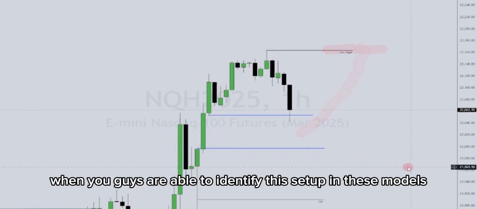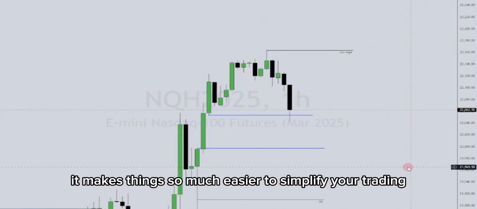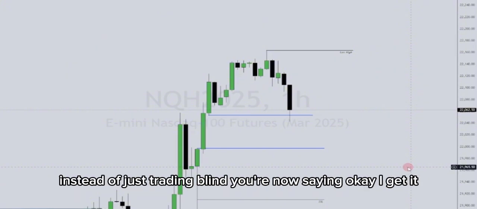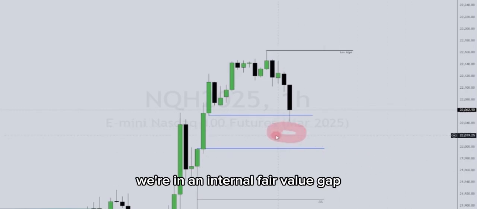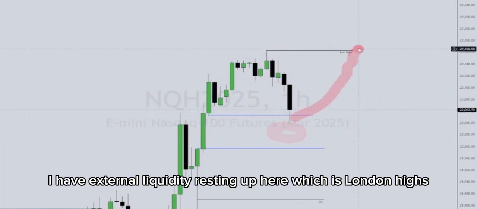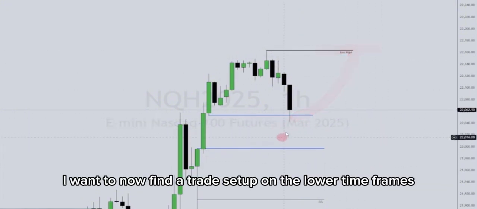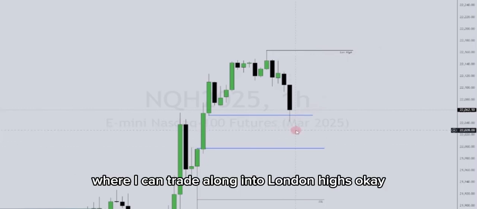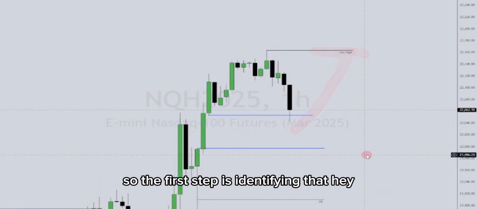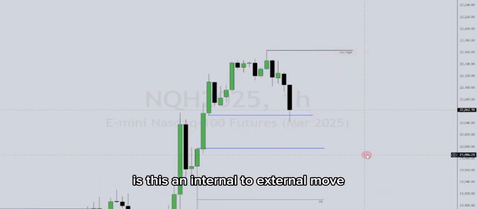When you guys are able to identify this setup and these models, it makes things so much easier to simplify your trading. Instead of just trading blind, you're now saying, okay, I get it. We're in an internal fair value gap. I have external liquidity resting up here, which is London highs. I want to now find a trade setup on the lower time frames where I can trade along into London highs. Okay. So the first step is identifying that, hey, is this an internal to external move?